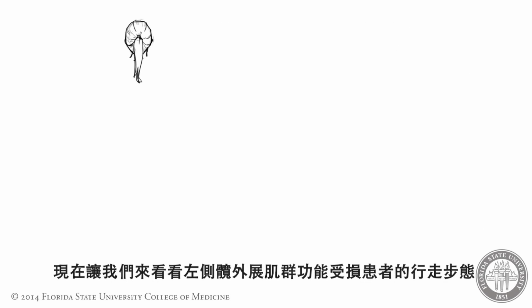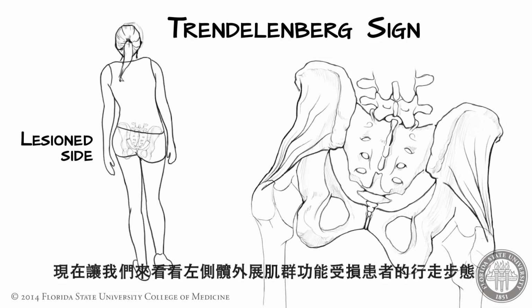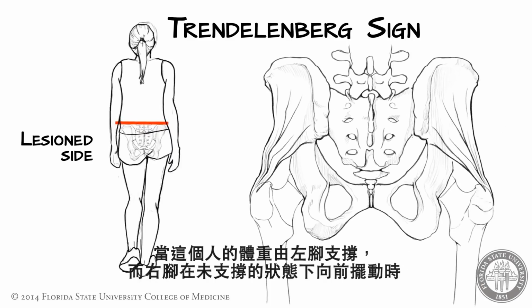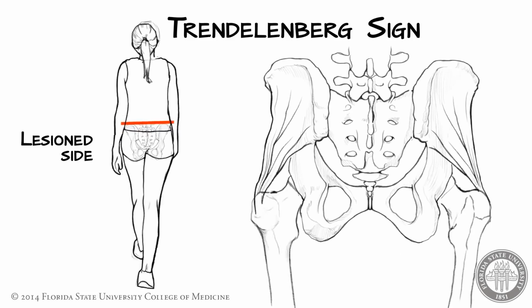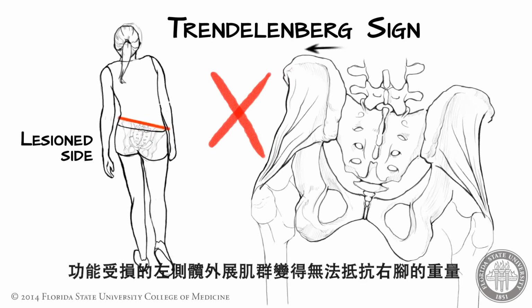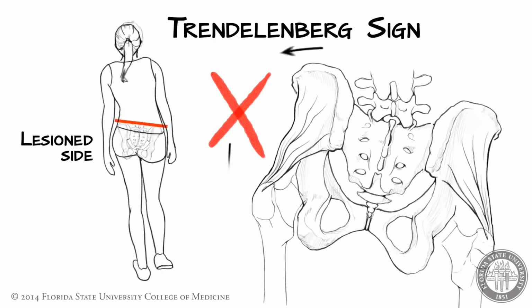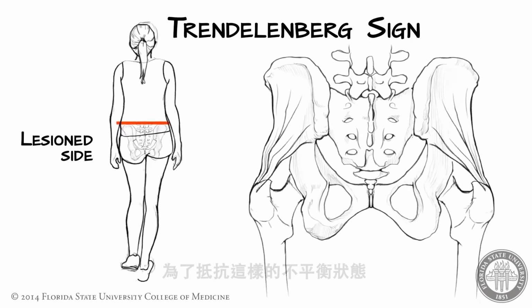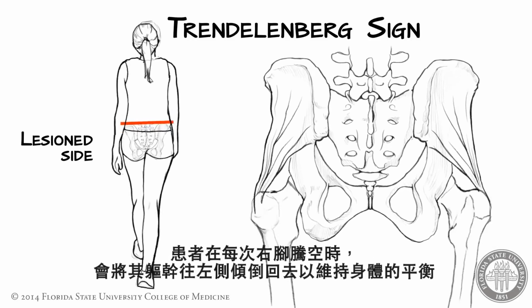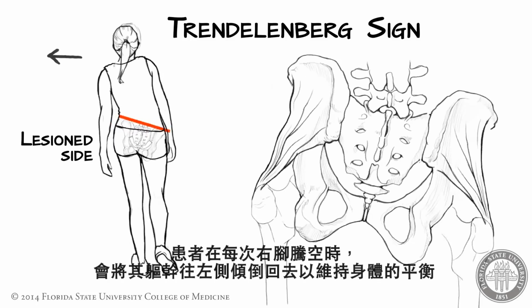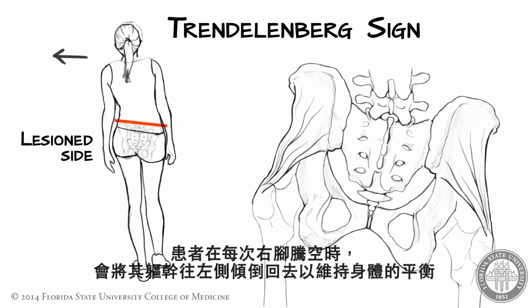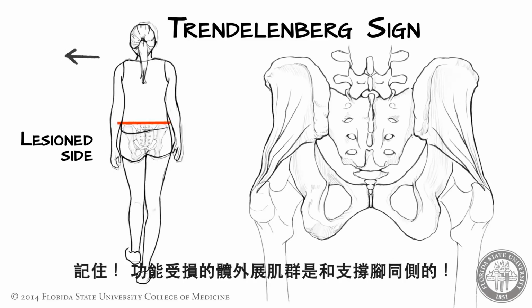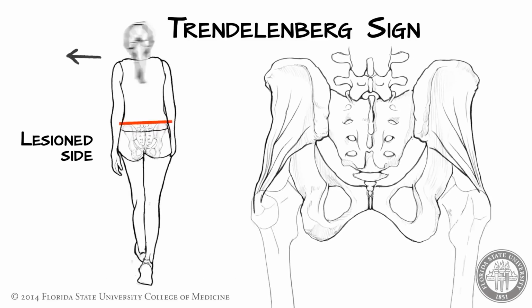Now let's look at the walking gait of someone with paralyzed hip abductors on the left side. When this person's weight is supported by the left leg and the right leg is unsupported as it swings forward, the paralyzed hip abductors on the left side are unable to offset the weight of the right leg. This causes the pelvis to tilt downward, throwing the body's center of gravity off. In order to counteract this imbalance, these persons will often maintain their center of gravity by leaning their torso back to the left each time the right leg is unsupported. Remember that the dysfunctional abductor muscles are on the same side as the supporting leg.